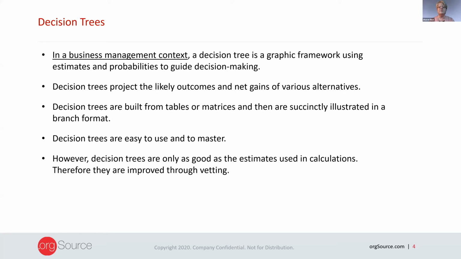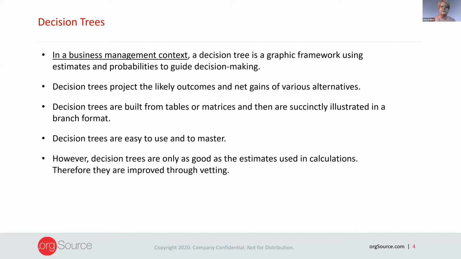They're built to begin with from tables or matrices. We're going to use tables today, and then we illustrate them in a branch format. In reality, they're actually pretty easy to use and master. We're going to go through it 3 times, as I said, so you can pick up the logic. They're only as good as the estimates that we use in the calculation. To a certain extent, what we're doing is forecasting a result as we're estimating. We're talking about probabilities, and therefore they're improved with vetting. We're going to talk about this in the question section as well.